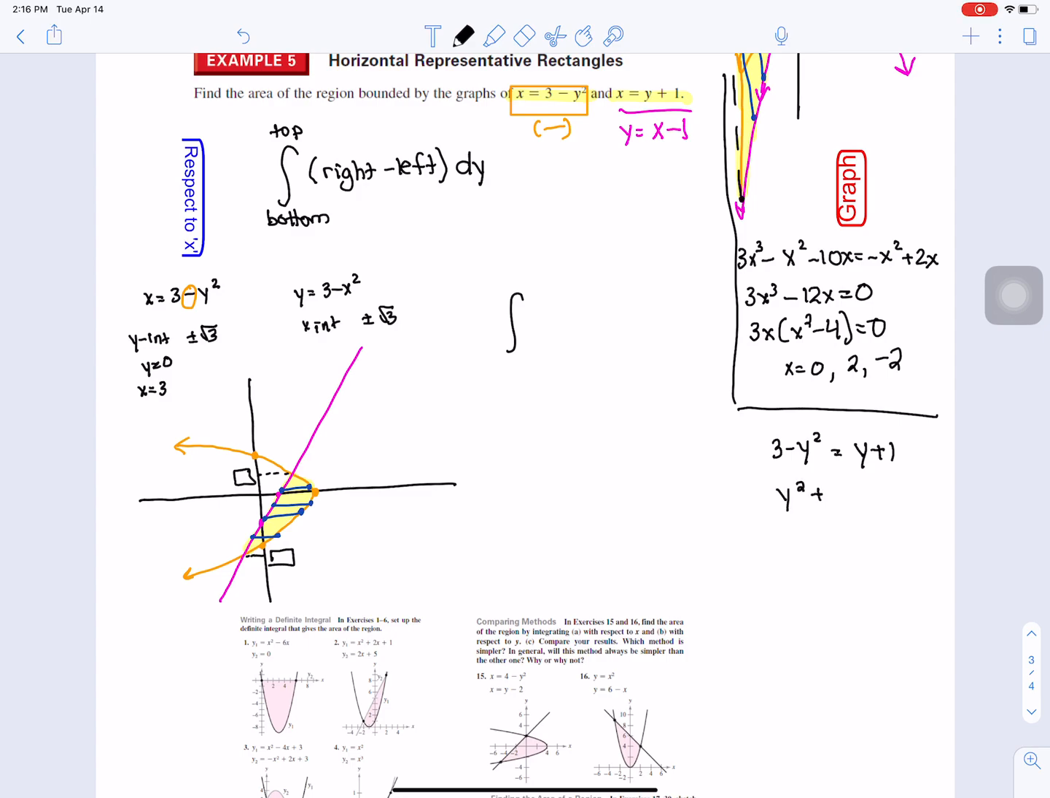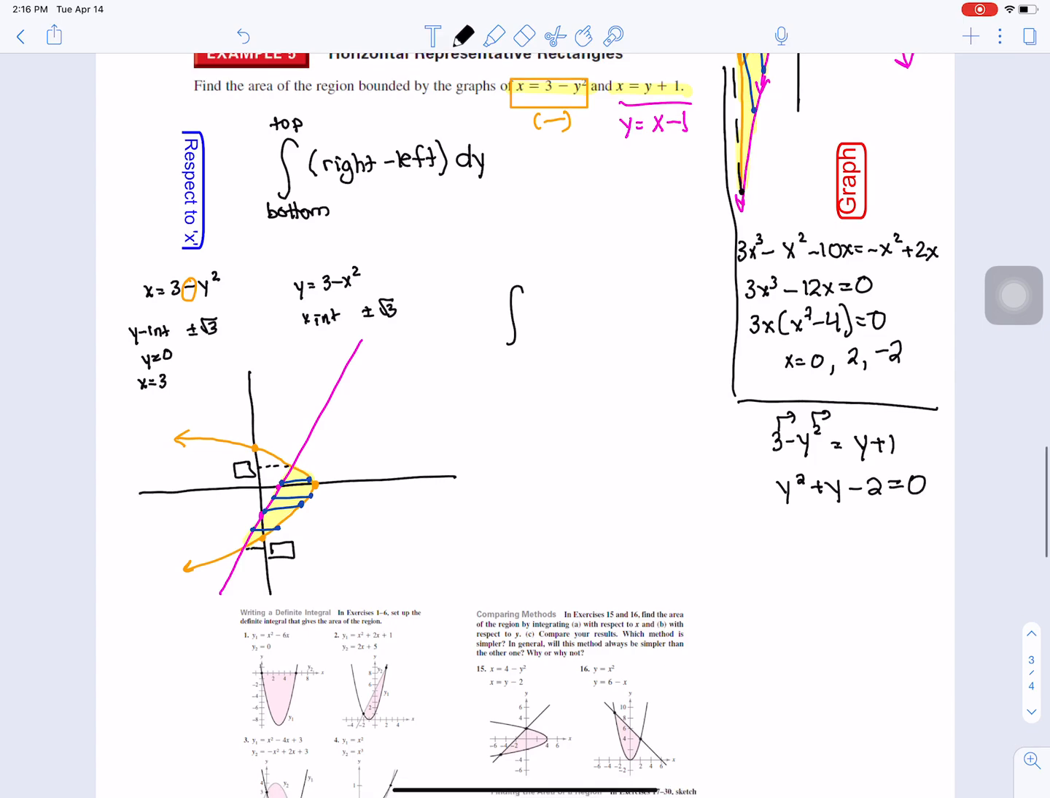y squared plus y, everything's moving to the right, minus 2 equals 0. So I'm going to factor: y plus 2, y minus 1 equals 0. So y is equal to negative 2 and positive 1. That's super important because those are those values there. And I don't even need to find the x coordinates for those values because it doesn't matter. But if I needed to, you can sub them back into either the orange or the pink up there.